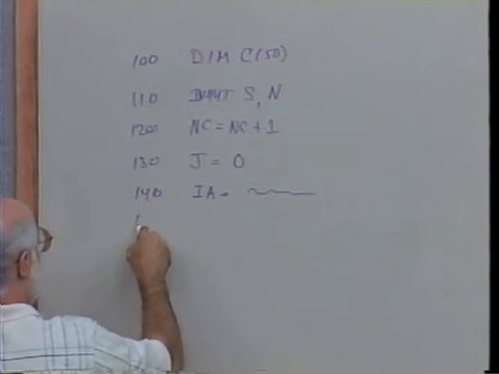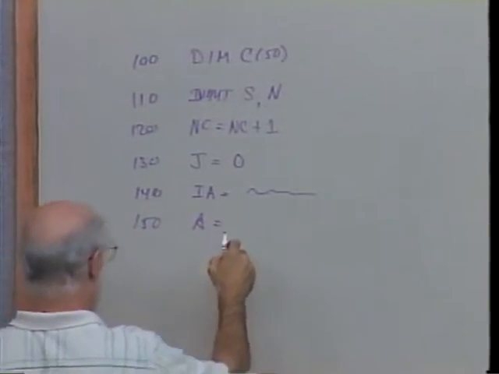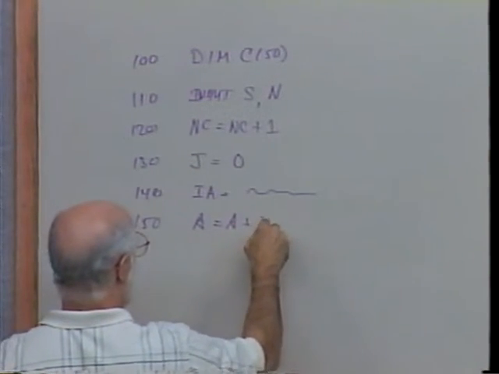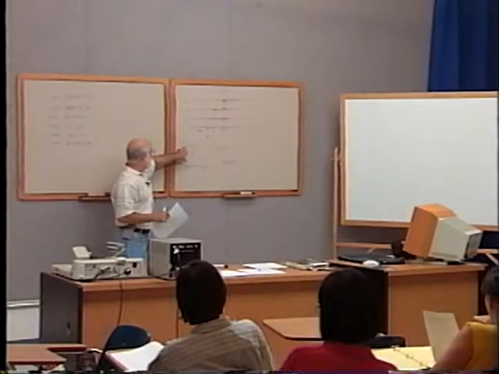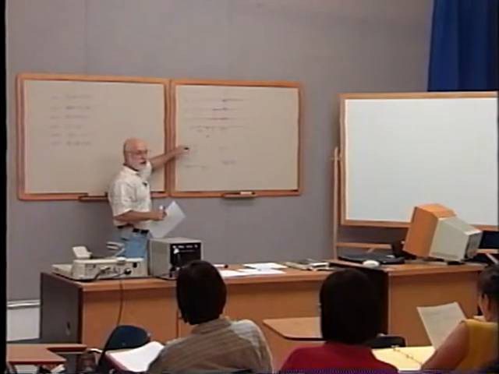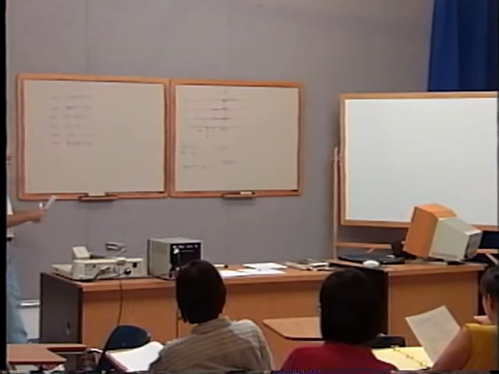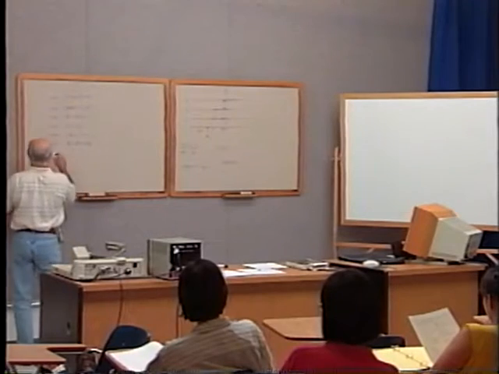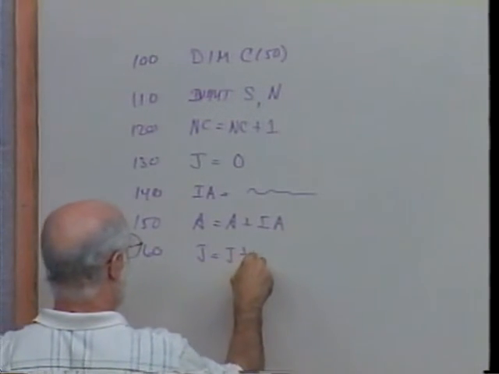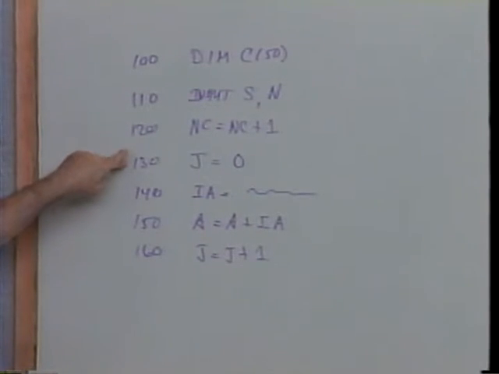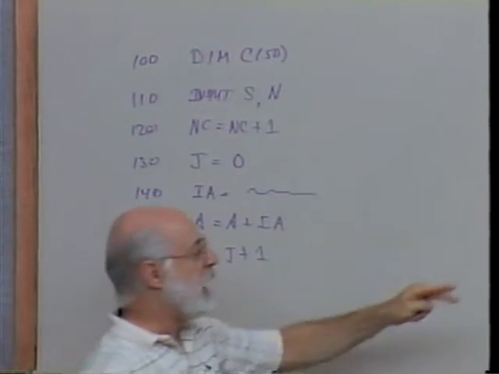All right, statement number 150. 150 says that the arrival time is equal to the old arrival time plus the inter-arrival time. So I pulled an element out of this, and I added it to the arrival time, so that moves the clock forward by an amount equal to the time between arrivals, the inter-arrival time. Statement number 160, j equals j plus 1. Originally j was 0. Now j is 1.